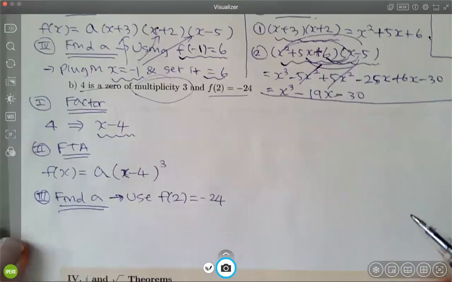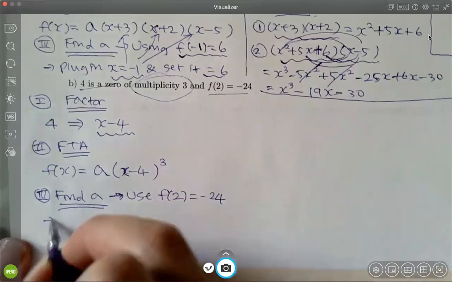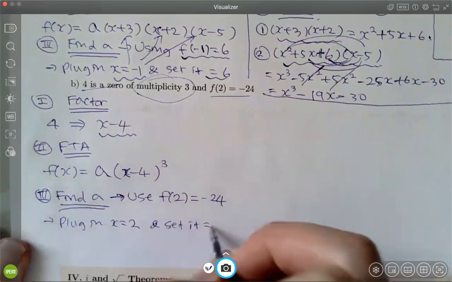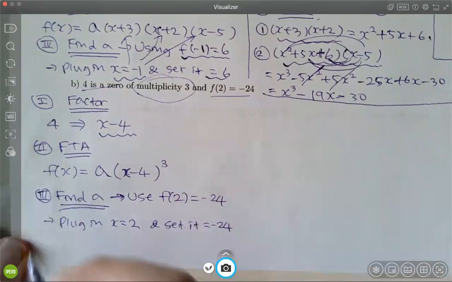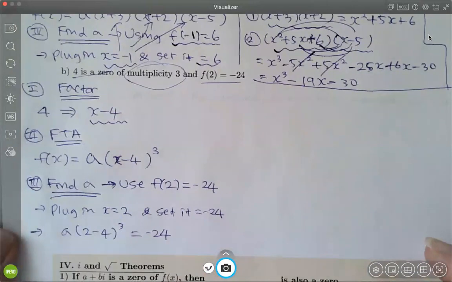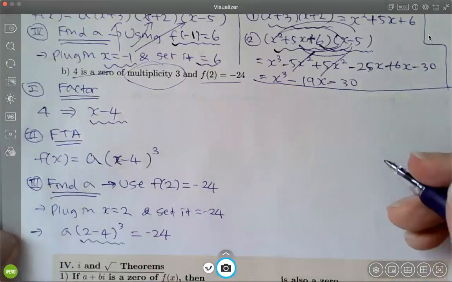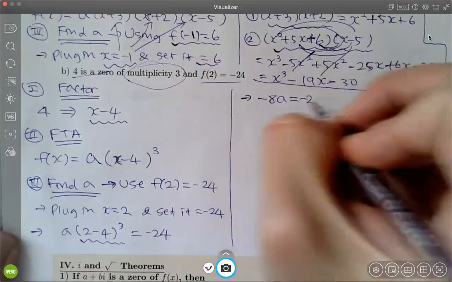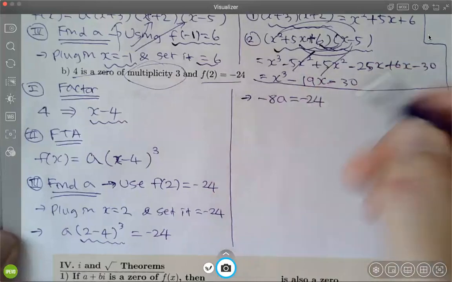Okay, so what does that mean? We plug in x equals 2, and then we set it equal to negative 24 at the end. So what do you get? a times (2 minus 4) cubed is equal to negative 24, right? Okay, and now let's look at the left-hand side. Here you take care of the exponent first. So that's negative 2 cubed, which is equal to what? Negative 8, right? So we have negative 8a is equal to negative 24. So a is equal to what? Positive 3, right?